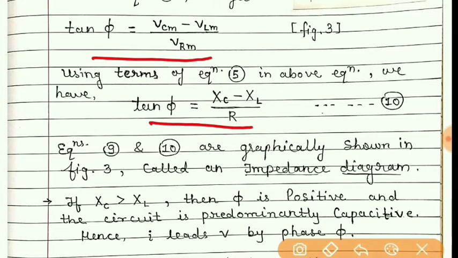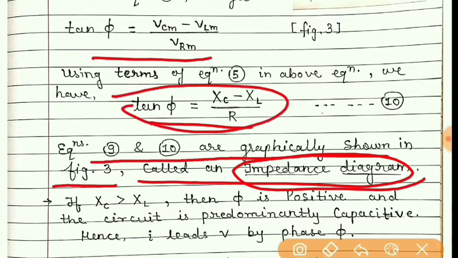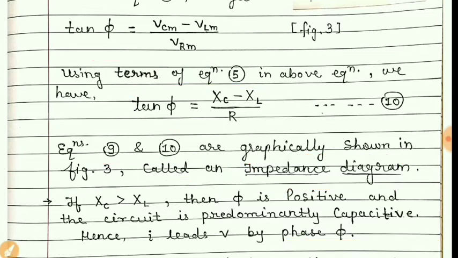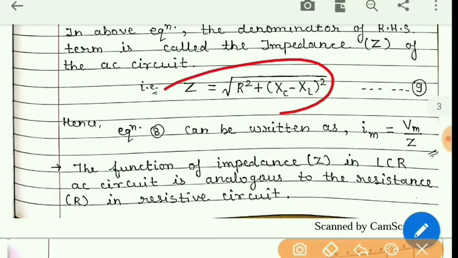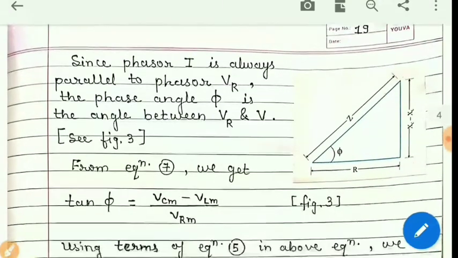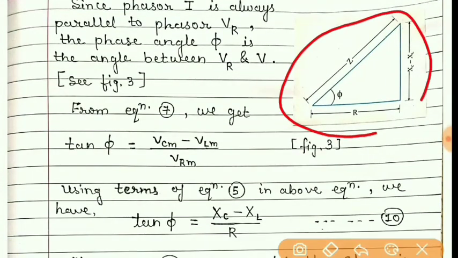Now equations 9 and 10 are graphically shown in figure 3, called the impedance diagram. Which two equations? 9 and 10, that is this equation, and equation number 9 is an equation of impedance. So this can be graphically represented as this impedance diagram. This figure is known as the impedance diagram.